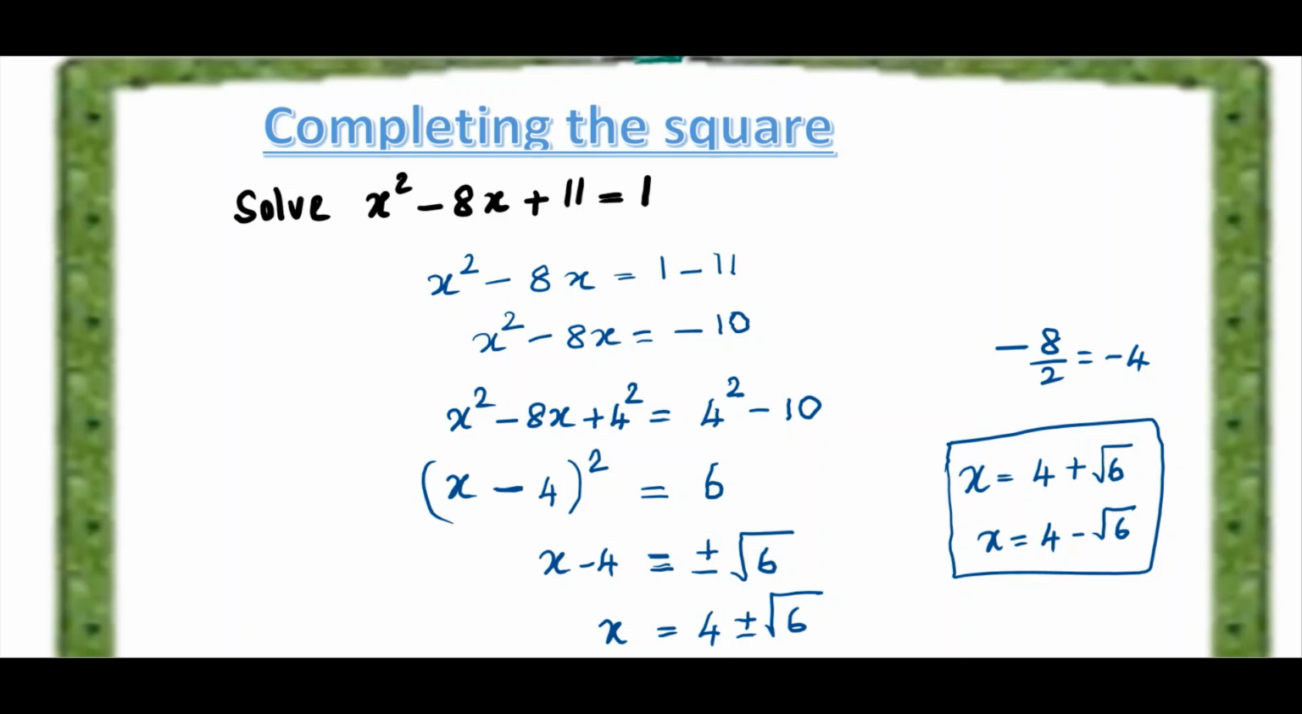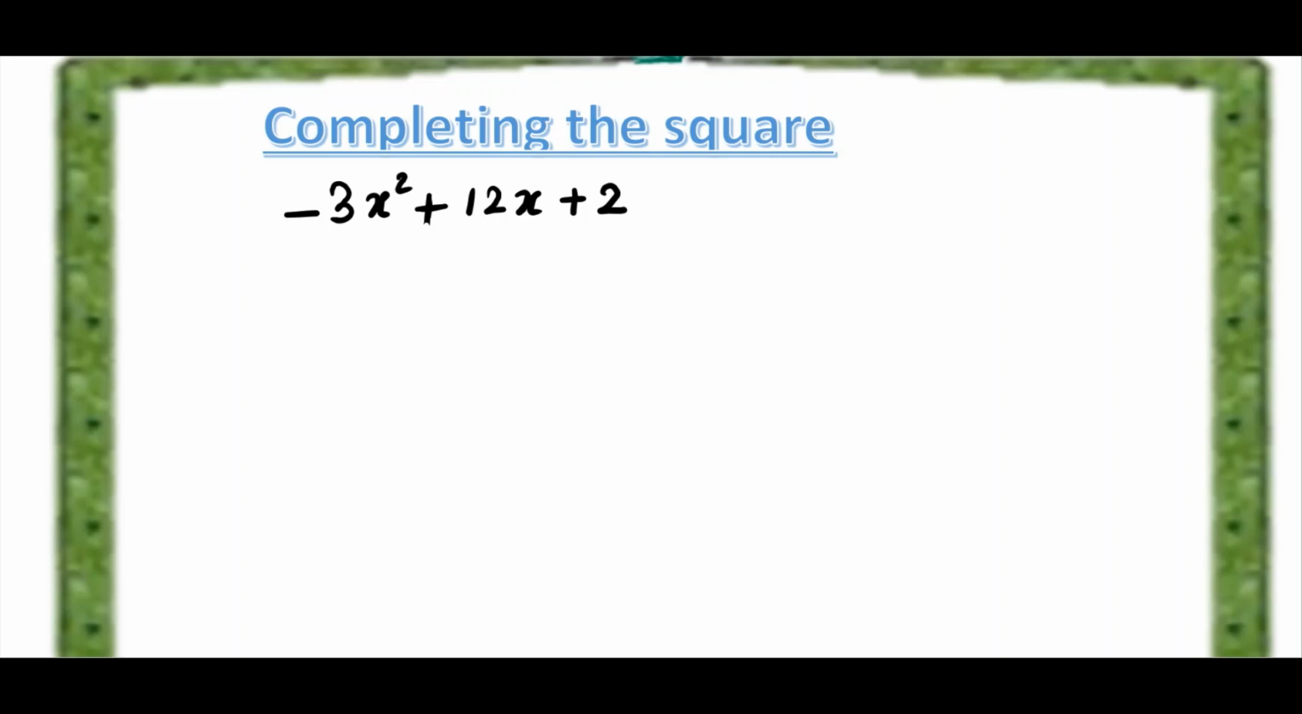Let us see one more example, this time with the coefficient of x square not equal to 1. So this is a quadratic function. And here in this function, the coefficient of x square is not equal to 1. So first we will take out the negative 3 commonly outside. So minus 3 open bracket x square, and here it will become minus 4x plus 2.